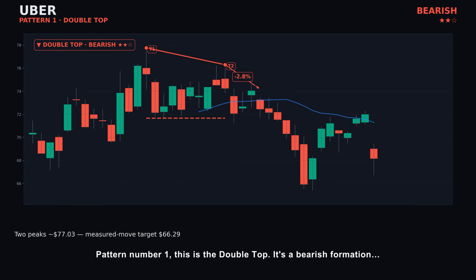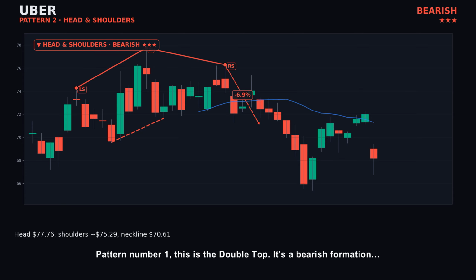Pattern number 1, this is the double top. It's a bearish formation with 2 out of 3 strength. 2 peaks at $77.03. Measured move target $66.29. You can see on the chart exactly where the key swings line up. That's what confirms the structure, not just my word for it. The textbook measured move projection is 2.8%. That's the typical decline once the pattern fully completes. It's a guide, not a guarantee, so we still need our SL in place.